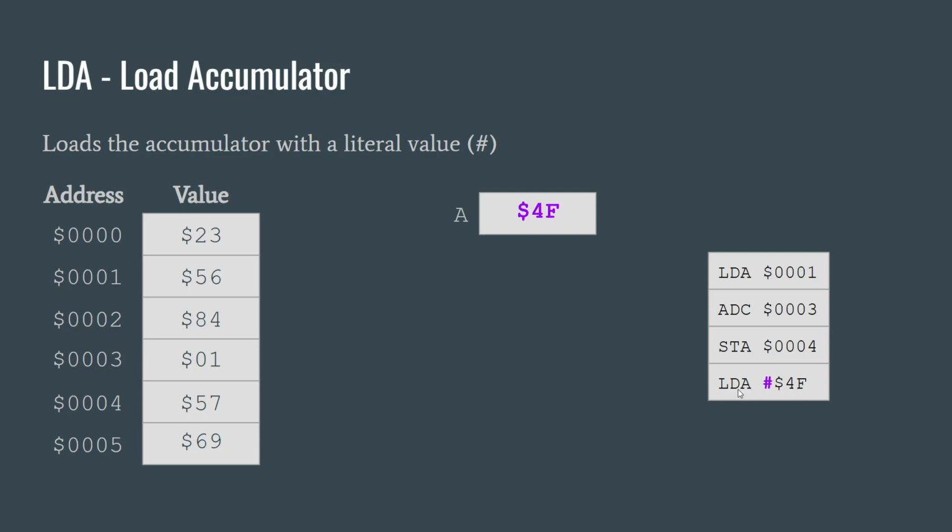So from the assembly, they look the same, other than this hash mark. And that hash mark is really important to understand, and that's what tells the assembler that this is a literal load instead of a variable load. Just like the other load instruction, it affects the negative bit and the Z bit when the load occurs.